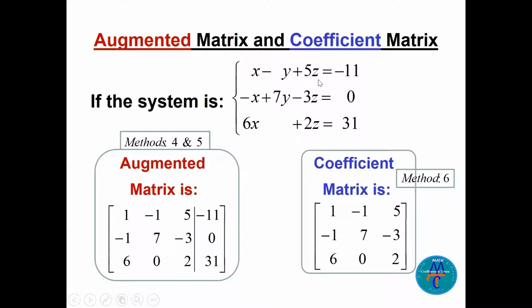If we have a 3x3 system here, 3 equations, 3 variables, if I need the augmented matrix in methods 4 and 5, I can write all the coefficients. See, they line up: all the coefficients of the x, all the coefficients of the y, all the coefficients of the z. And on this side, after the line, I can write the constants. If I don't write the constants, this we will use in method number 6. We call this the coefficient matrix. The name is different because they also look different.